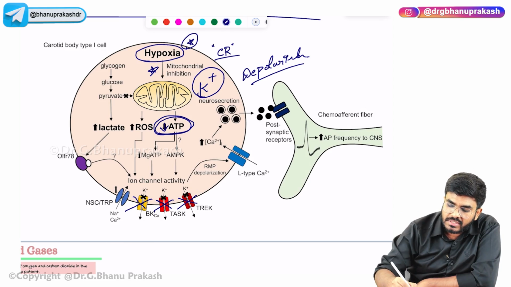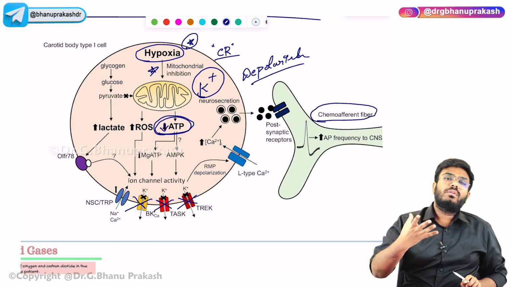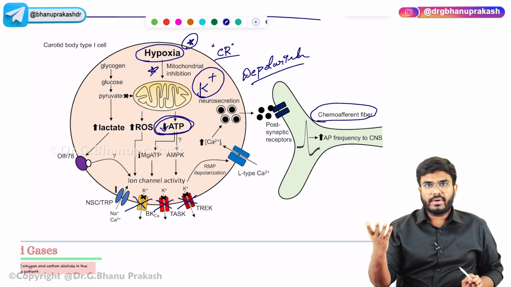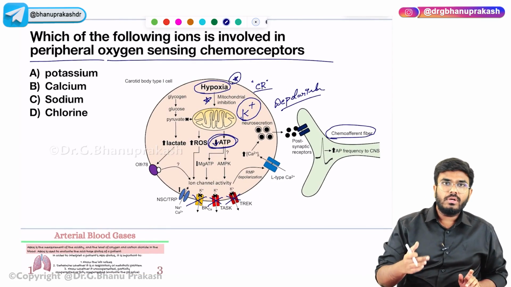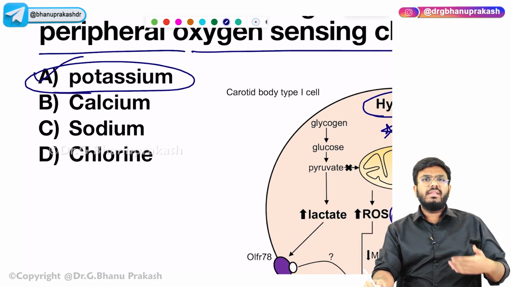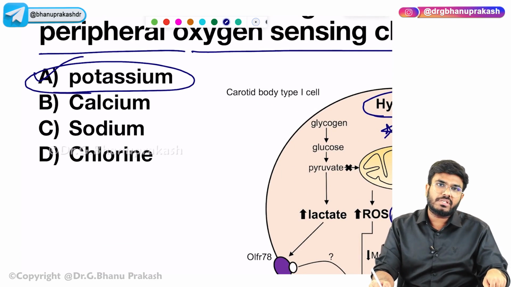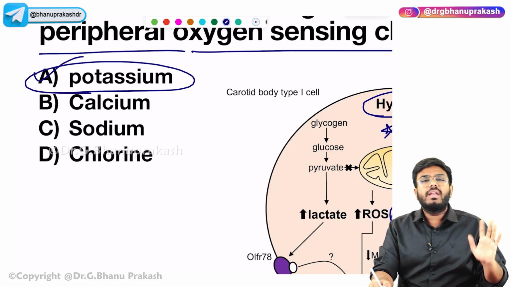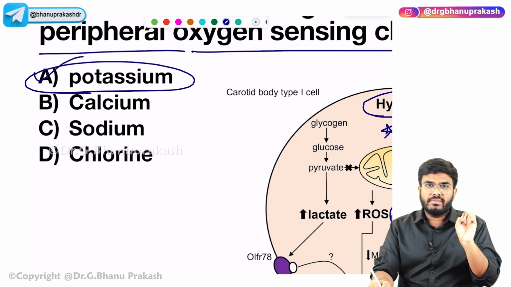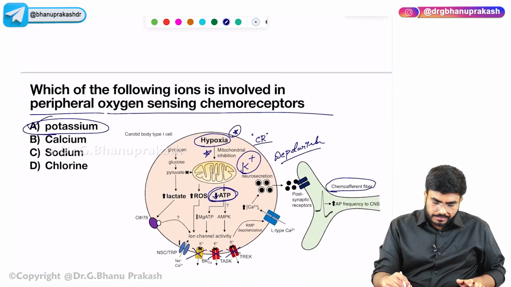The depolarization of the cells tells that there is hypoxia. This information will be taken by the chemoafferent fiber to the central nervous system, so that you will do hyperventilation. So which channels are under control? The potassium channels. They are normally open and potassium is going out, but whenever there is hypoxia, due to decreased ATP production, the ATP sensitive potassium channels close and the cell will become depolarized, and that will give the signal to the central nervous system.